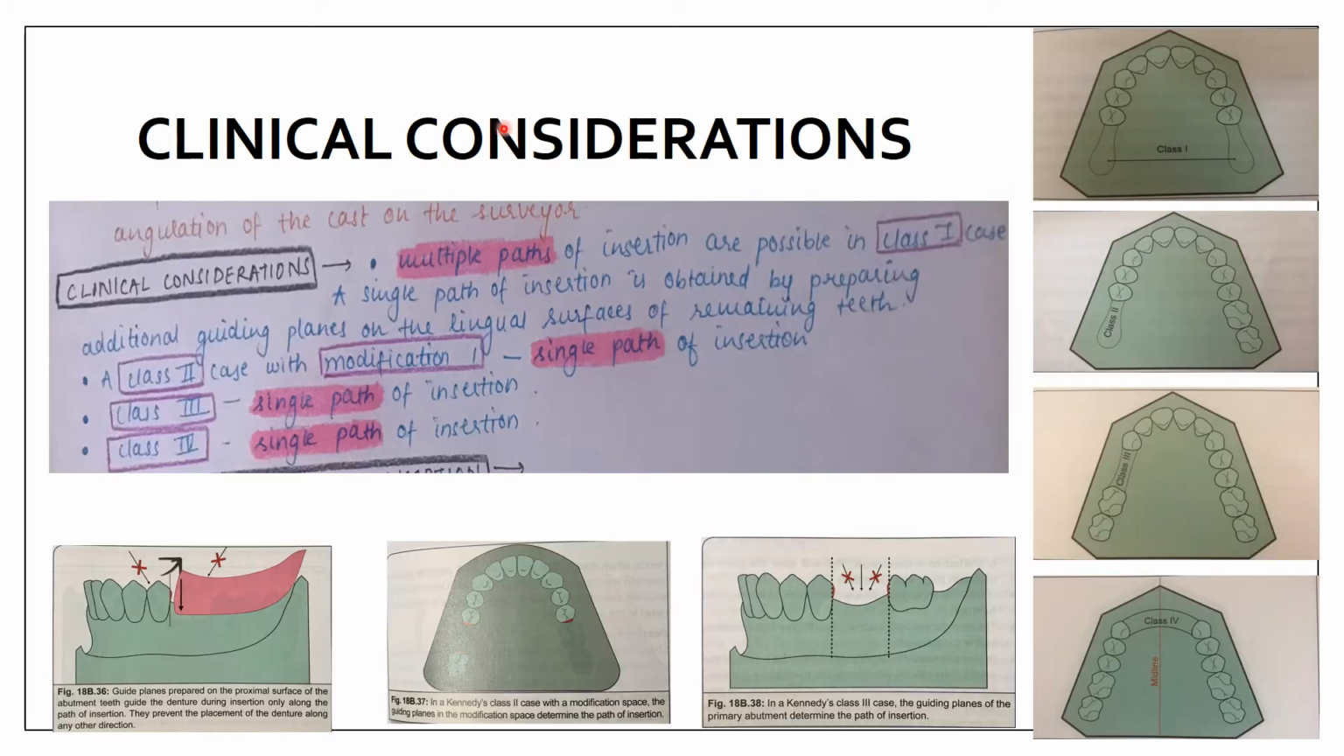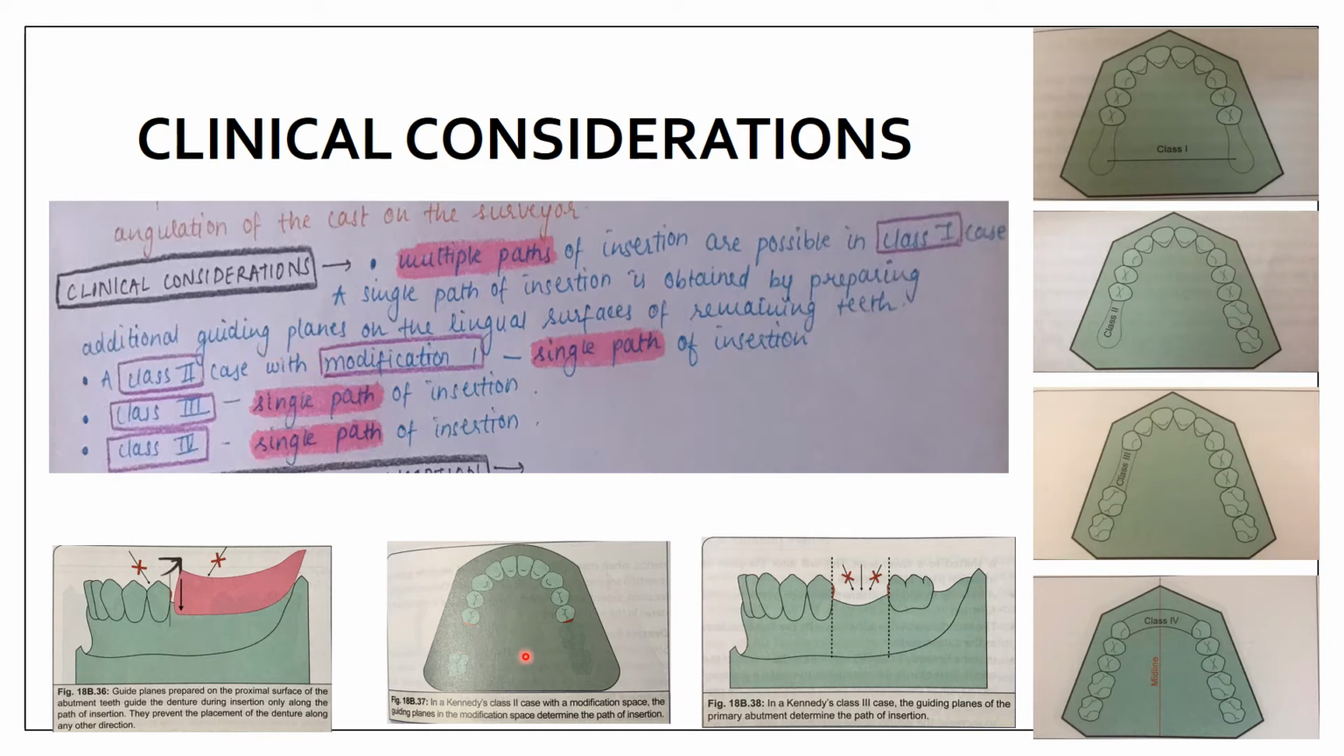So what is the clinical consideration of this path of insertion? First, there are multiple paths of insertion possible in a class 1 case. Kennedy's class 1 is when there are bilateral edentulous spaces present posterior to the remaining natural teeth. So this is your class 1, where the edentulous space is present posteriorly and bilaterally. In class 1 there are multiple paths of insertion, but the main objective is to have a single path of insertion, which is obtained by preparing additional guiding planes on the lingual surface of the remaining teeth.